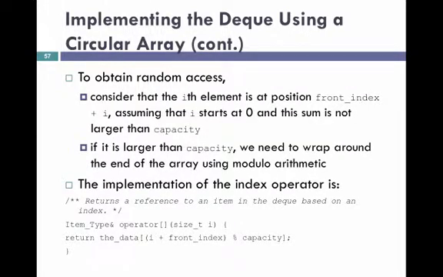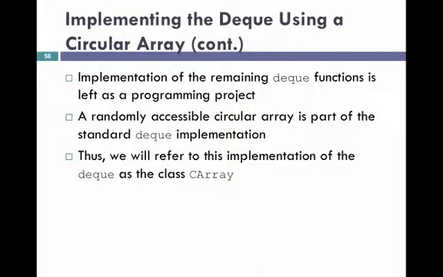Now, to obtain random access, we could consider that the ith element is at position front index plus i, assuming that i starts at 0 and the sum is not larger than capacity. If it is larger than capacity, then we need to wrap around using modulo arithmetic. So the index operator can be implemented using this calculation to calculate the location of the ith item in the deque. And the other functions are left as a programming project.